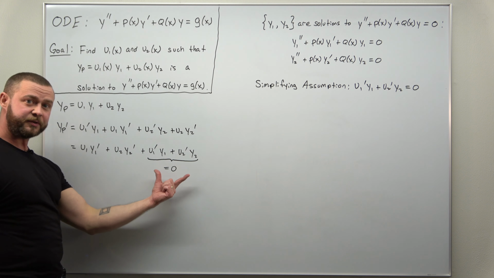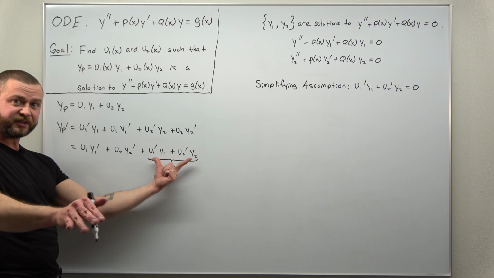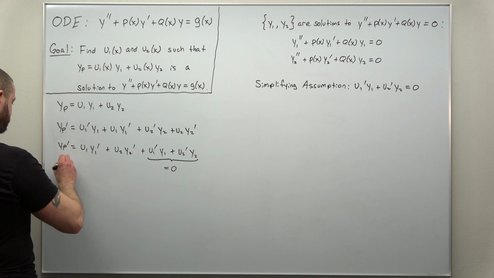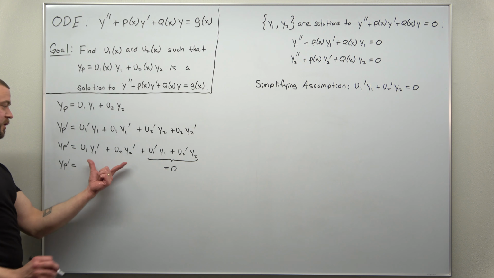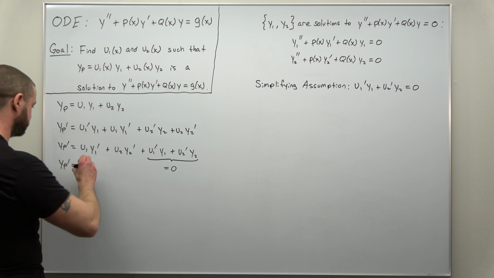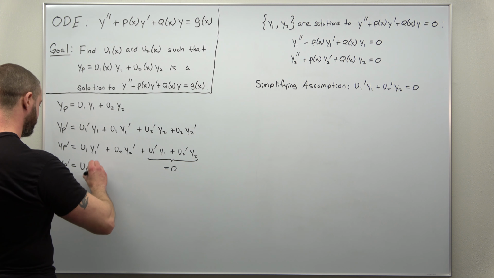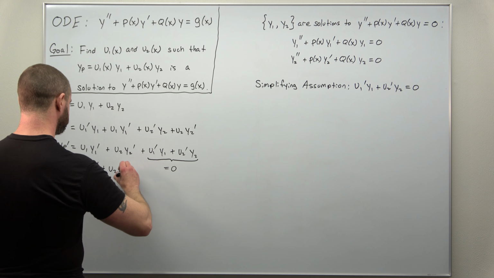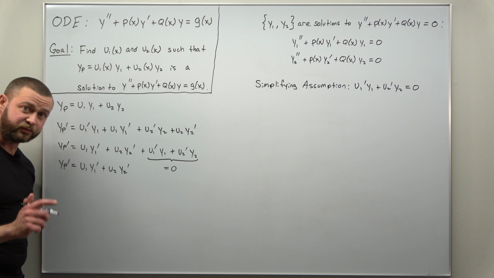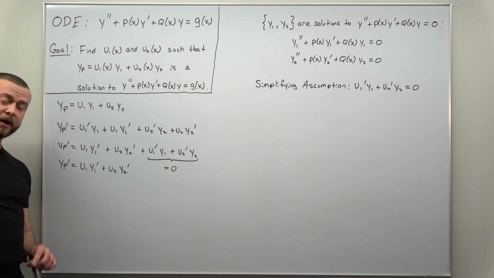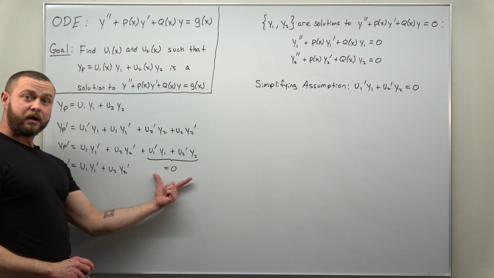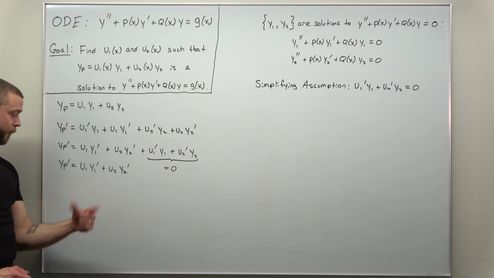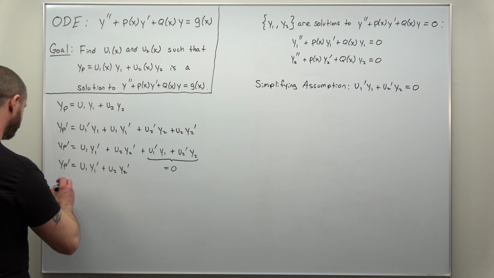All right, now with our simplifying assumption, these terms get killed off. So yp prime, we're just going to write it as these first two terms. u1 y1 prime plus u2 times y2 prime. All right, and again, our simplifying assumption kills off these terms, so we can just forget about them. Now, with this, we'll calculate the second derivative.